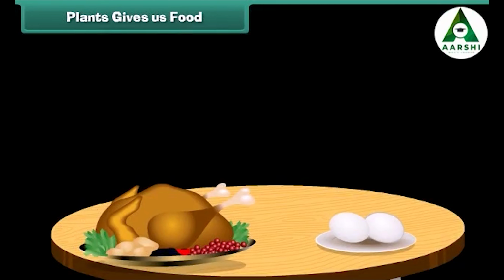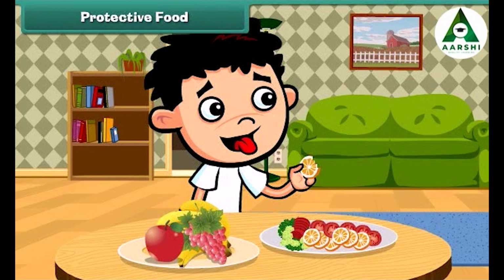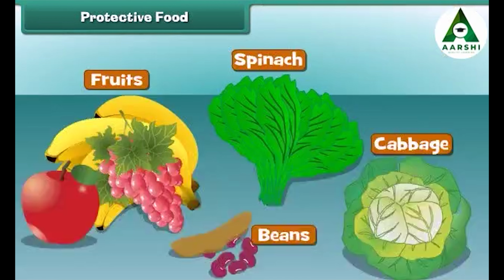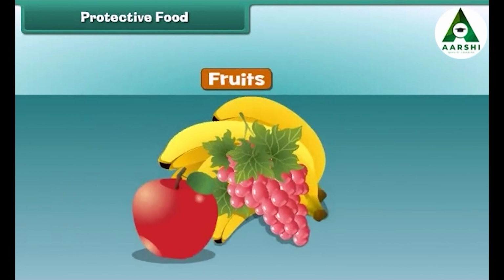Hey friends, food protects us from various diseases. The food that protects us from falling ill is called protective food. We should eat lots of spinach, cabbage, beans, and fruits.